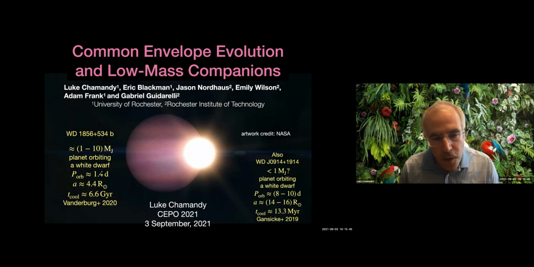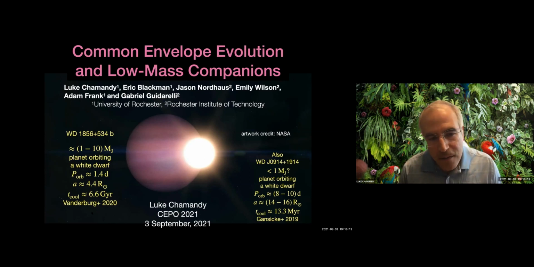It has a period of 1.4 days, which translates, if it's a circular orbit, to a distance of about 4 solar radii. It has a cooling age of about 6 gigayears, so quite old. And all of this is in this paper here. And there are constraints on the mass of the planet of somewhere between 1 and 10 Jupiter masses. We know the radius, but the mass is not fully known.